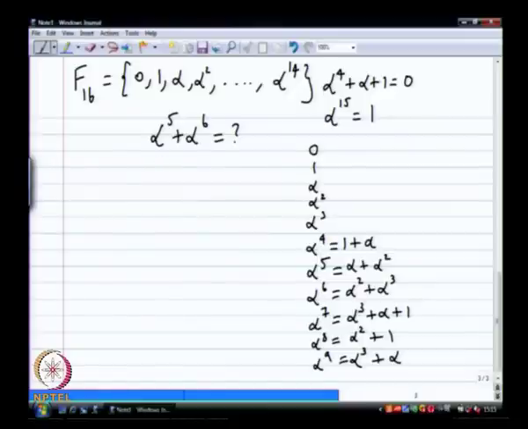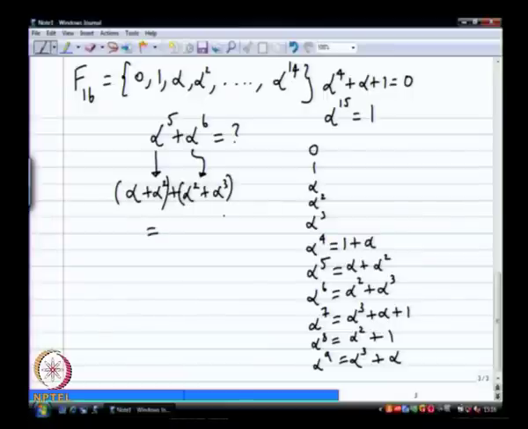So, this is the table. I am assuming this table is given to you or you have generated it using the equations I have given you. How do you do this summation? You substitute what you have for alpha power 5, that would be alpha plus alpha squared, and then you use what you have for alpha power 6, what is that? Alpha squared plus alpha power 3. So, these two when added, what do you get? Alpha plus alpha power 3.